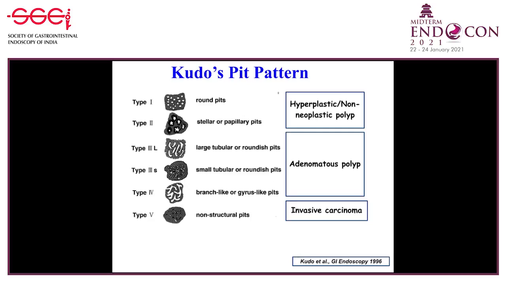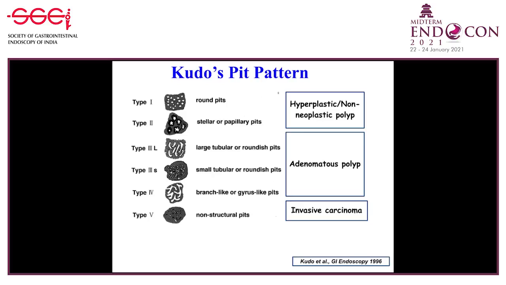On NBI, we are interested in knowing the surface pattern and the vascular pattern. Based on these patterns, we make a judgment as to what the most likely pathology is. For surface pattern, the Kudo pit pattern is actually very helpful. In fact, this was developed even before NBI was in practice. Based on the Kudo pit pattern, which is the surface pattern alone, we can make an assessment about the type of polyp to a good extent. Therefore, it's very important to be familiar with this Kudo pit pattern.